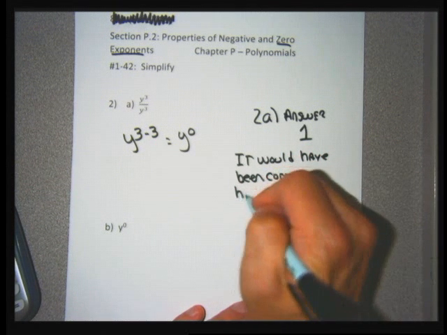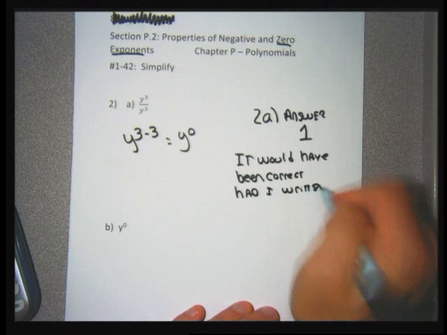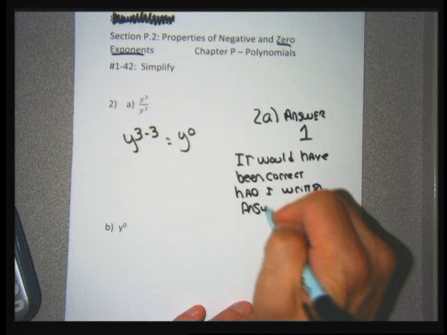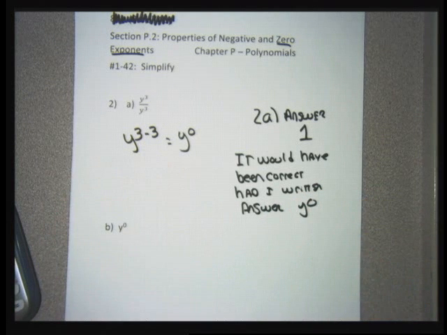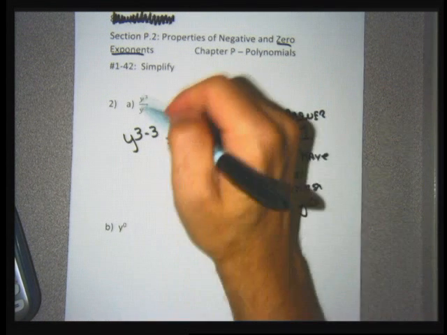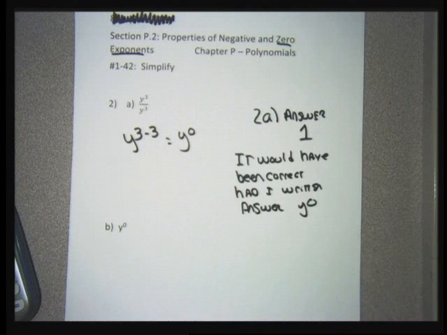Had I written the answer is y to the 0, because that's a correct way to simplify the problem. So y to the 0 has to equal 1 because anything divided by itself is 1, and solving the problem by a different method can't give a different answer. If the answers look different, they have to be equal to each other.